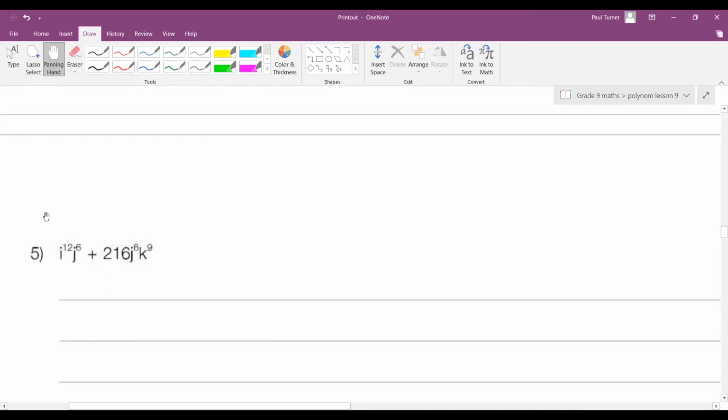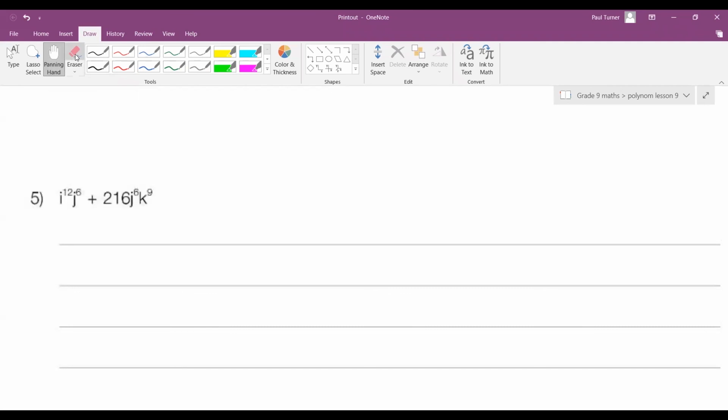a common factor, all right? Common factor here will be j6. So let's take out j6 as a common factor here and here. So that should come out. So always look for common factors first, because they may cause you a problem when you're trying to use your rule. So j6 will have i12 plus 216k9. So now we try to make these power 3 in the bracket in here.